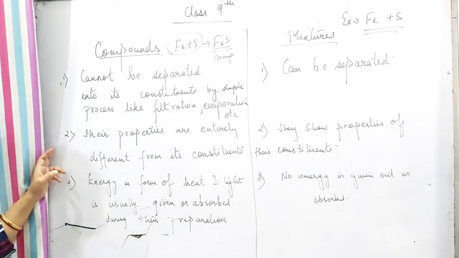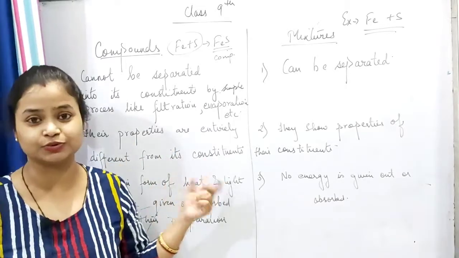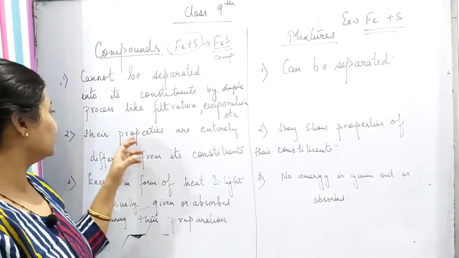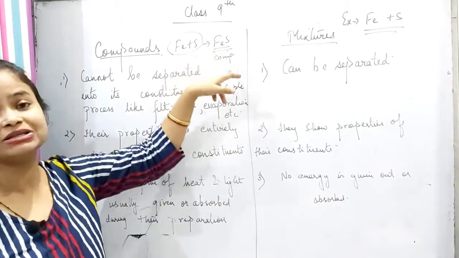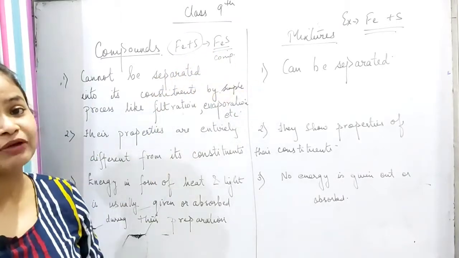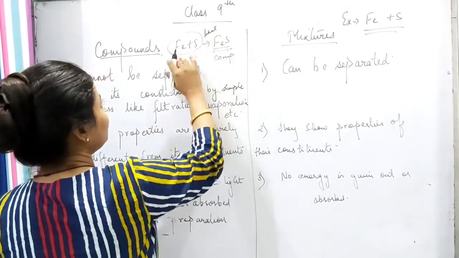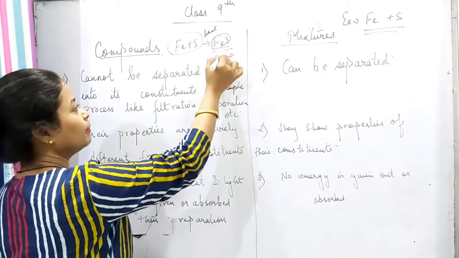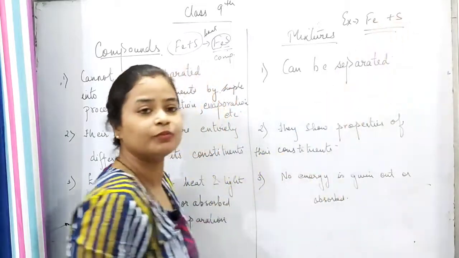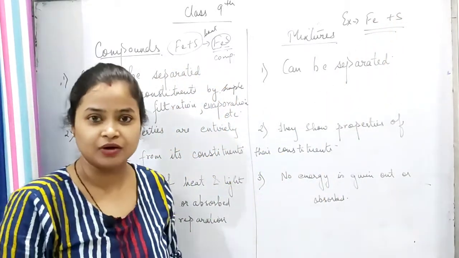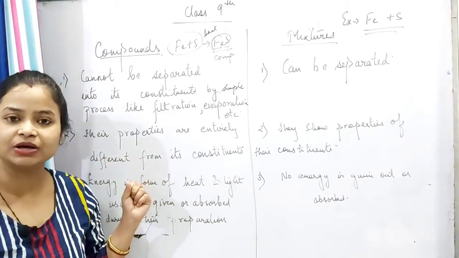Now the second property we will see. Their properties are entirely different from its constituent. मैं दोनों एग्जाम्पल समझाती हूँ तुम्हें. ठीक है, यानी कि ये जो FeS कंपाउंड बन रहा है, पहली बात तो Fe और S को हीट करते हो तभी बनता है. ठीक है, FeS, ये याद रखना. Fe और S को हीट करते हो तो FeS बनता है, वो कंपाउंड है. फॉर्मूला लिखा है ना मैंने यहाँ पे, और Fe प्लस S लिखा है क्योंकि वो मिक्सचर है, उसका कोई फॉर्मूला नहीं होता मिक्सचर का. ओके, तो in case of compounds, their properties are entirely different from their constituents.